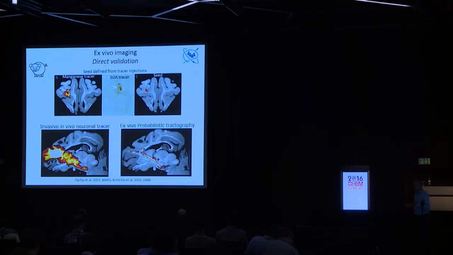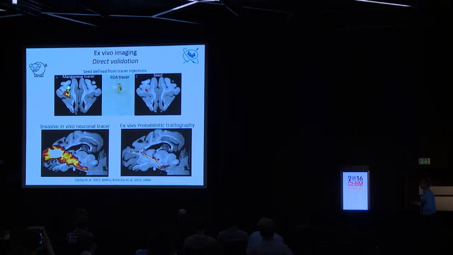We can also use this kind of setup with ex vivo for validation. So we can do what we call direct validation. Direct validation is one of the most powerful because we inject the tracer in the brain, and it's the same brain that we acquire the diffusion-weighted imaging data set on and apply the tractography. So there are not really the anatomical differences that we could expect between animals.